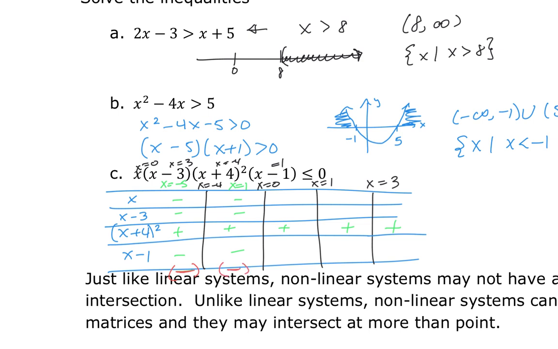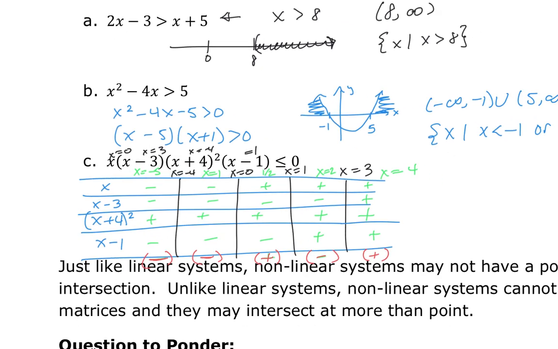I'm going to choose something between 0 and 1, so I'll choose 1/2. This is positive, this is negative, this is negative, so this region is positive. I'm going to choose something between 1 and 3, so I'll choose 2. Positive, negative, positive. This region is negative. And then for the last one, we'll do x equal to 4. So we get positive, positive, positive. So this region is positive.